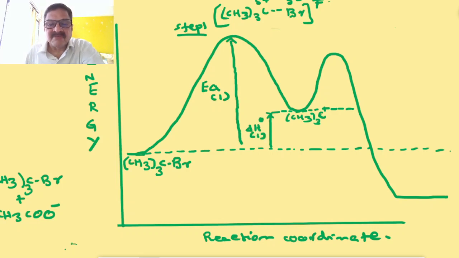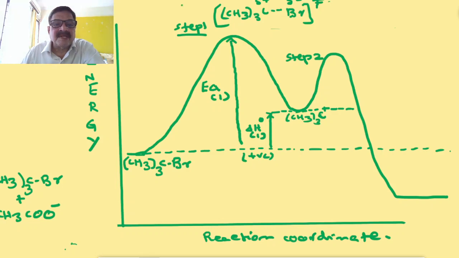This delta H1 has a positive value because it is an endothermic reaction. Correct. Energy is absorbed for the bond breaking. Bond cleavage is involved here. Now, here, this is step 2.